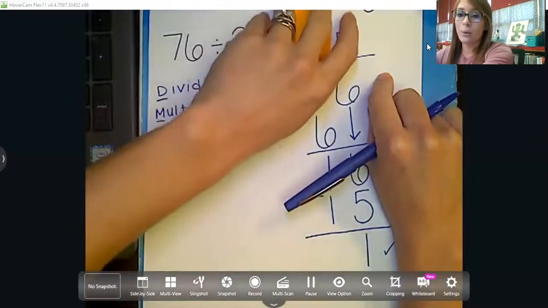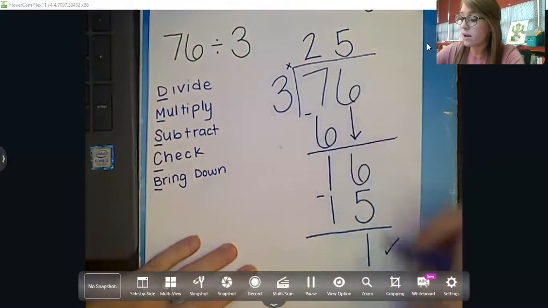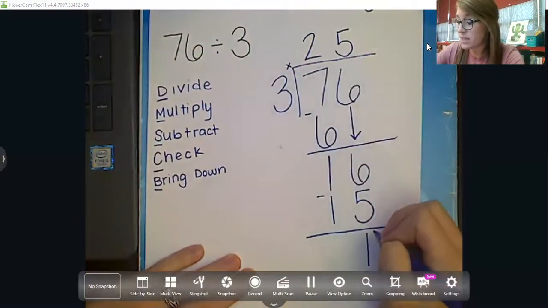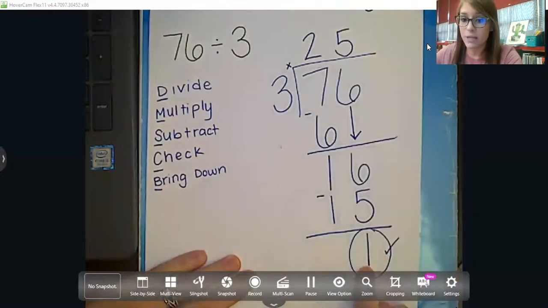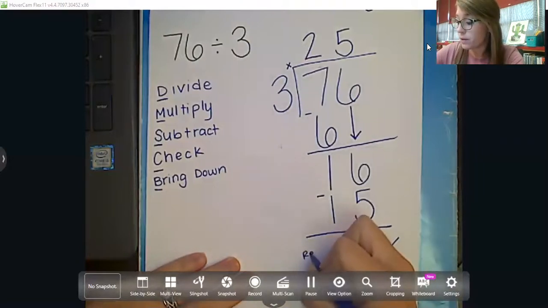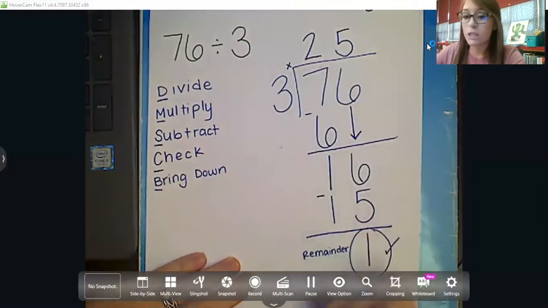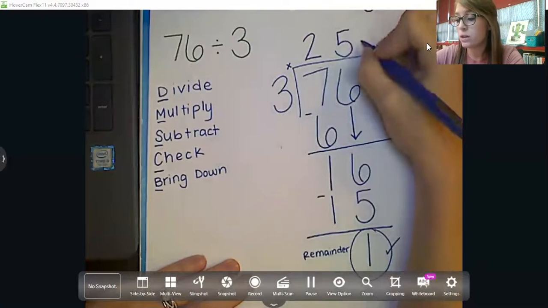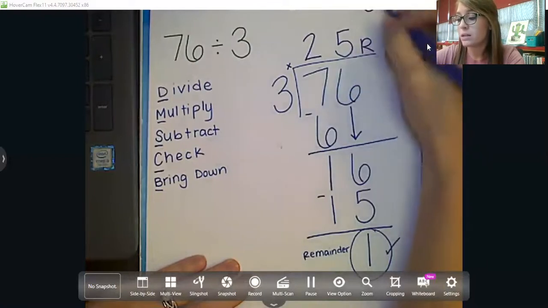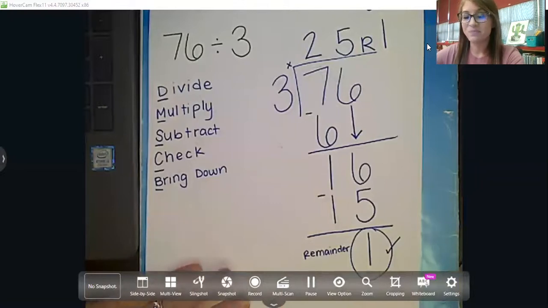So now I'm ready to write my answer, 25, but I can't forget about this down here. If there is any number other than 0 down here, that is your remainder. Okay, that's your remainder. And we're going to bring that up here and write it just like we did in lesson 2, remainder of 1, just like that.